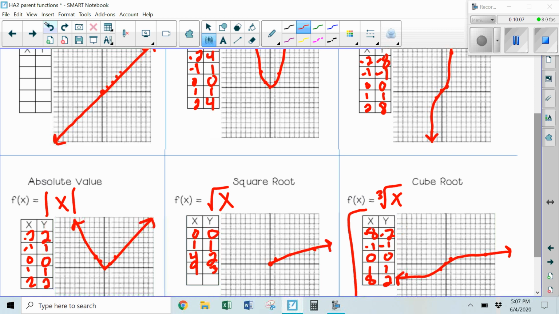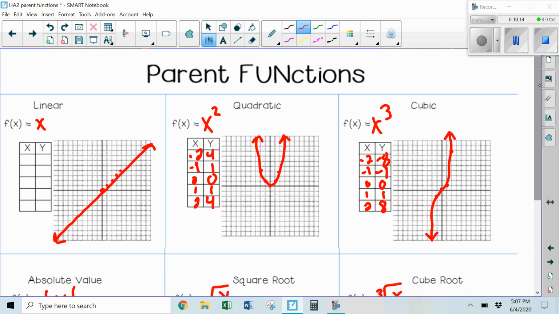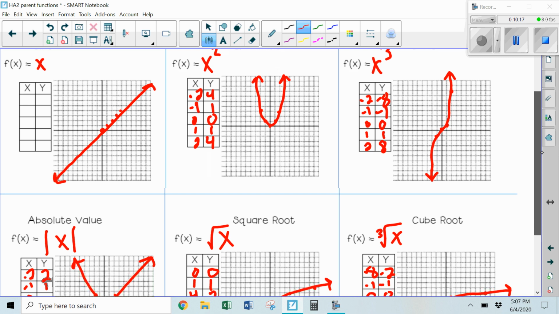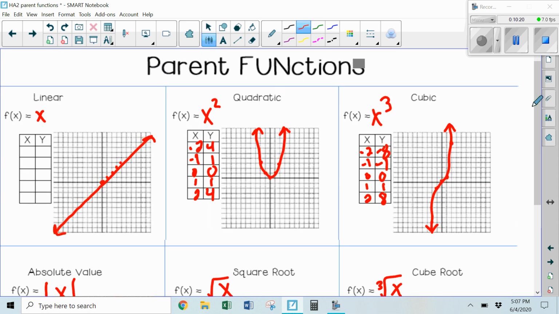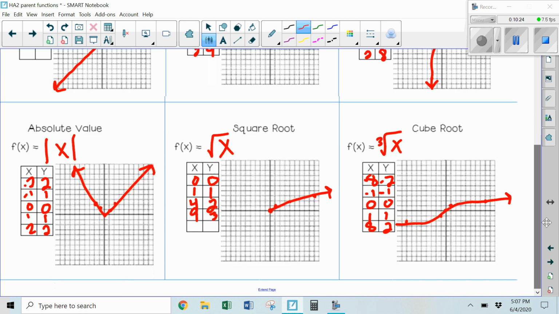Okay, so that's our first 6 parent functions. You should be pretty confident on doing these without a calculator. Again, if you remember what they look like, you could sketch it without the table. You should be confident with linear, quadratic, pretty confident with cubic. Maybe the other ones you might have to make the table. Let's continue with 3 more.